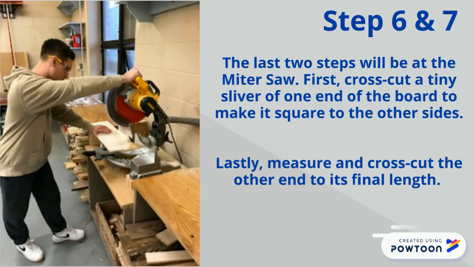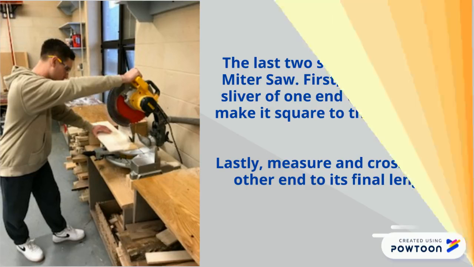First, cross-cut a tiny sliver of one end of the board to make it square to the other sides. Lastly, you'll measure and cross-cut the other end to its final length.